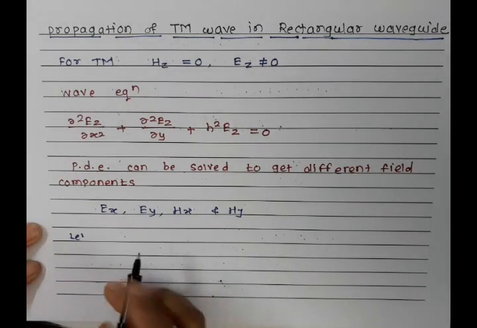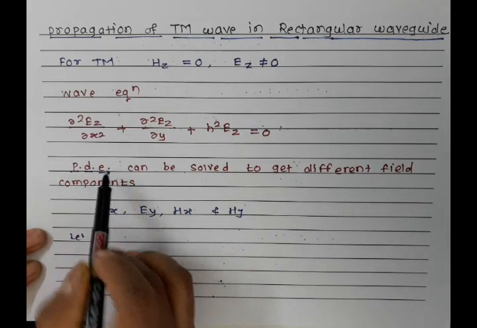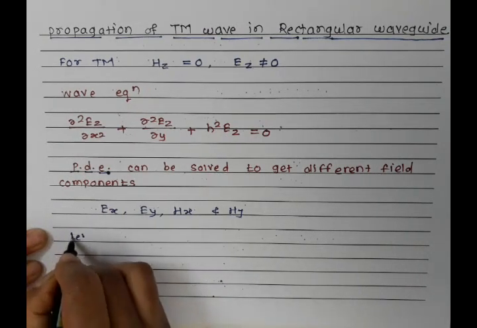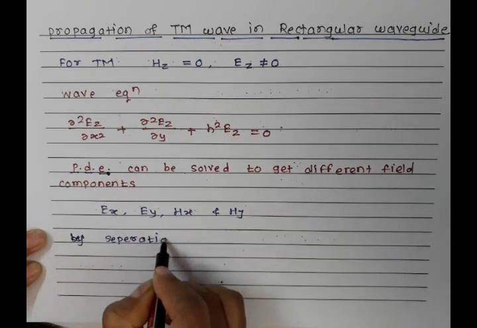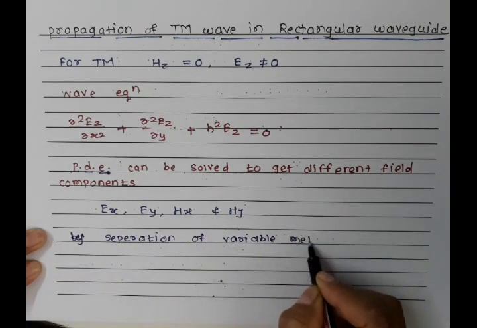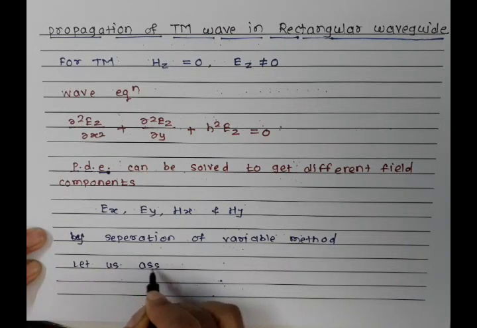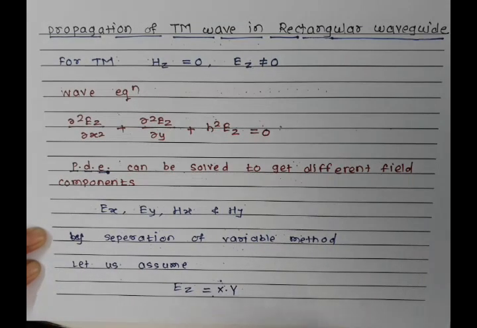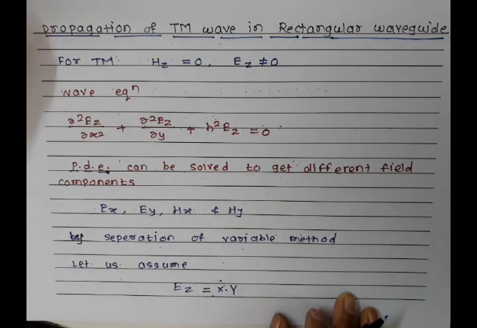Now here we know that we have got this particular equation, which is a partial differential equation. How are we going to solve it? We will solve it by using the separation of variable method, which can be applied to solve such equations. To solve it with the separation of variable method, let us assume that Ez is equal to XY. So the first assumption is that Ez is nothing but XY.